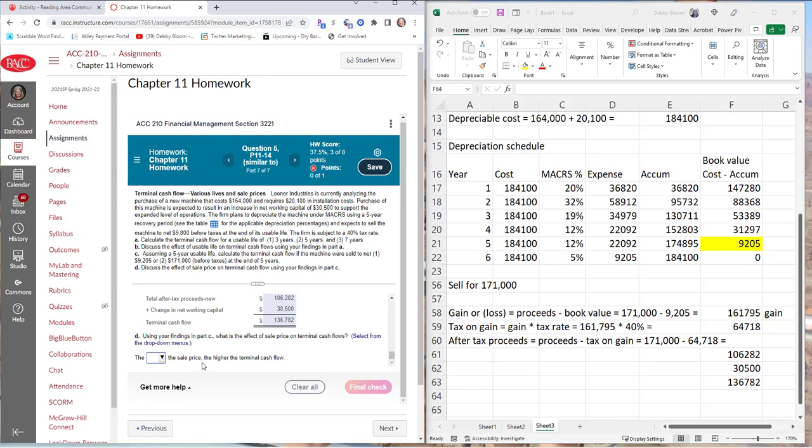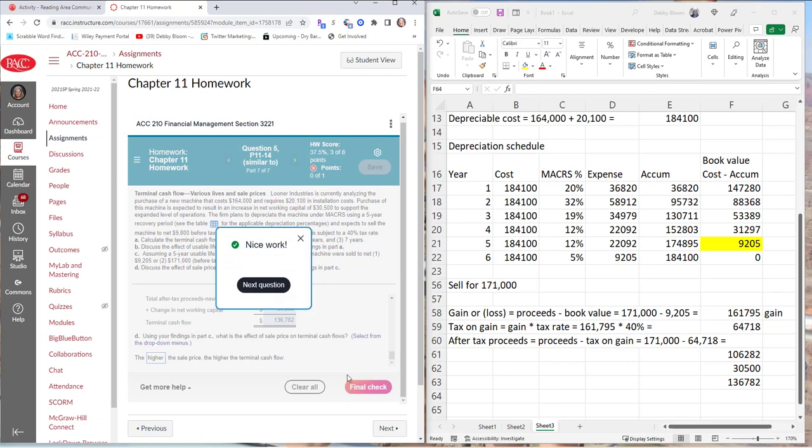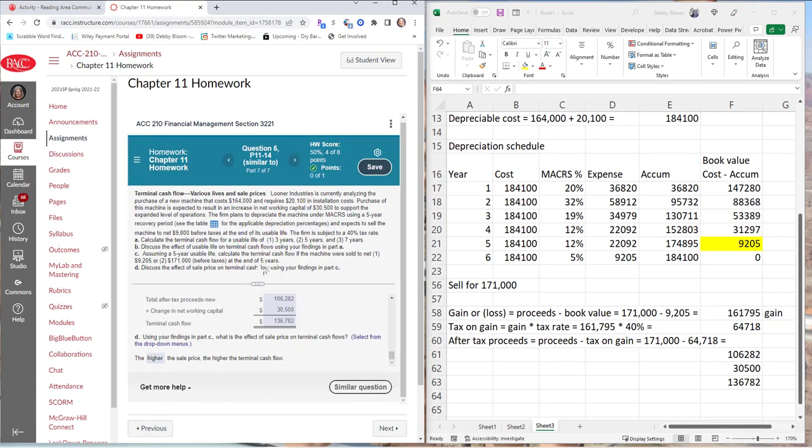Moving on, using your findings in Part C, what is the effect of the sale price on the terminal cash flow? And of course, the higher the sales price, the higher the terminal cash flow, because no matter what the tax is, the more money you get, you're still going to keep 60% of that money, even though you're going to pay 40% in taxes, so it's never going to go down when you get a higher sales price. So we're going to do our final check, and we are now good.